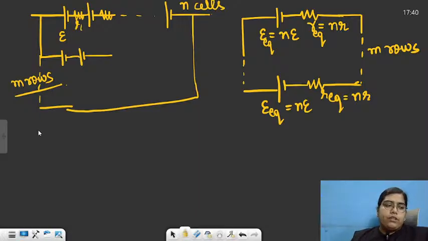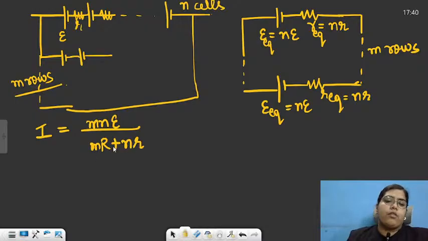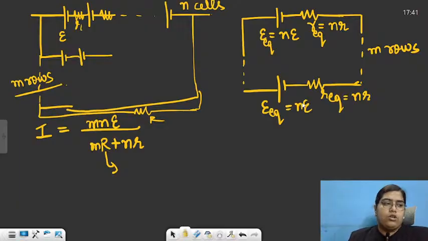And in mixed grouping, we mainly were supposed to remember two formulas. First, for the total current. Total current came out to be mnE upon mR plus nr. m is the number of rows, n is the number of cells in one row, small r is the internal resistance, and capital R is the external resistance. So it is just connected over here along with the battery, right? Like this. So this was the formula for current.